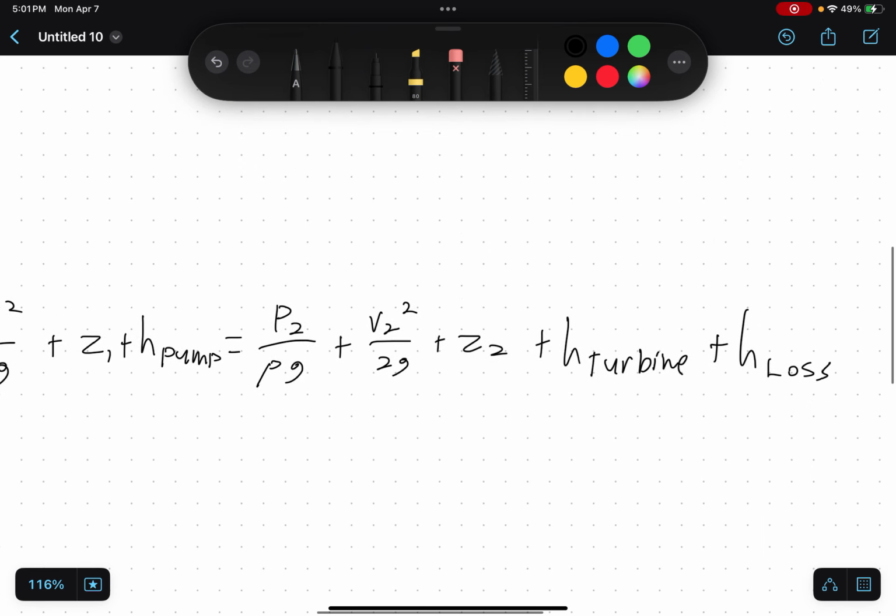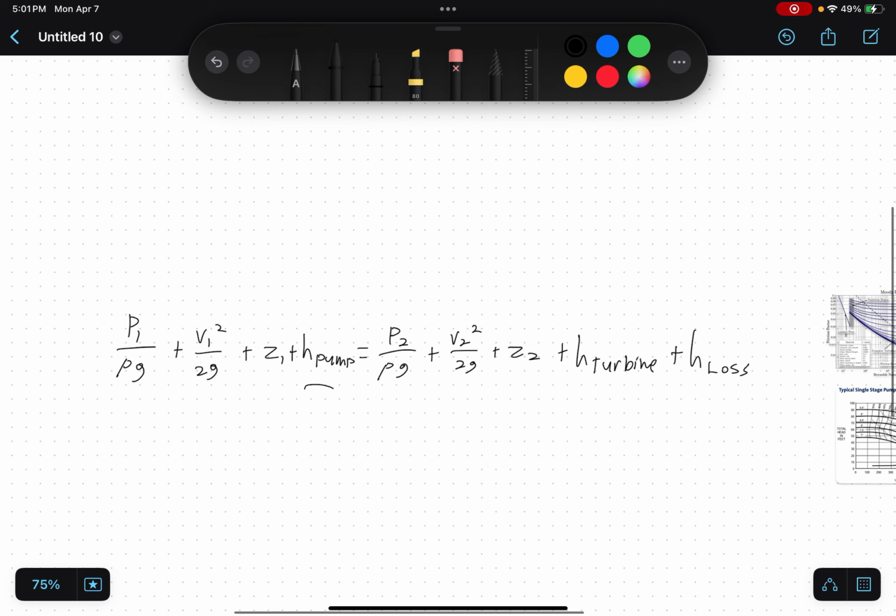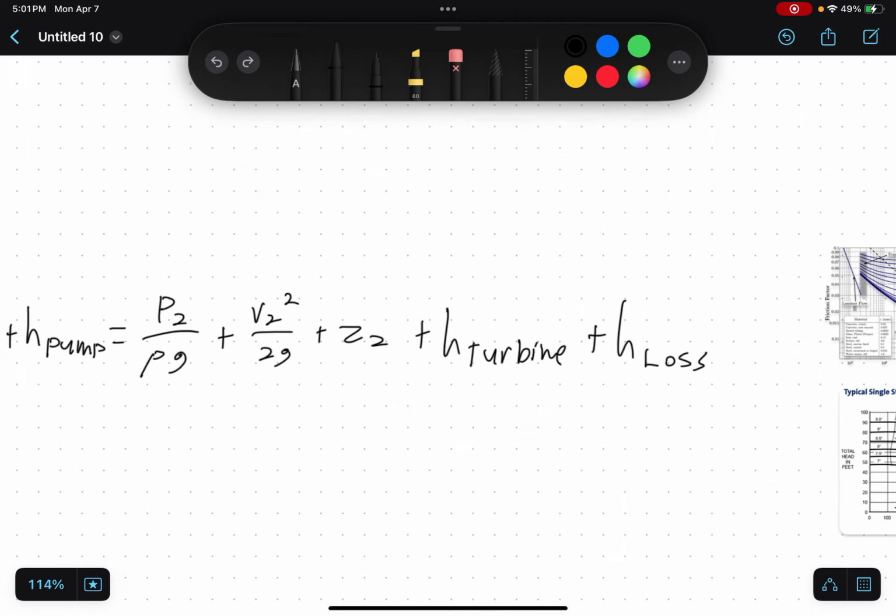All right, so I added 3 terms. I added a pump head, turbine, and a loss. So let's start with the loss.